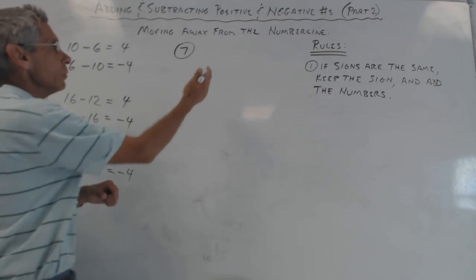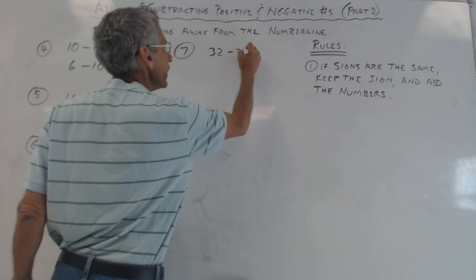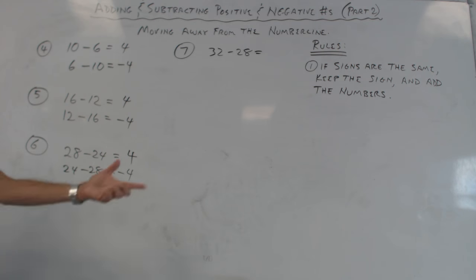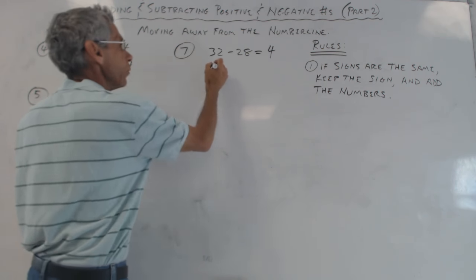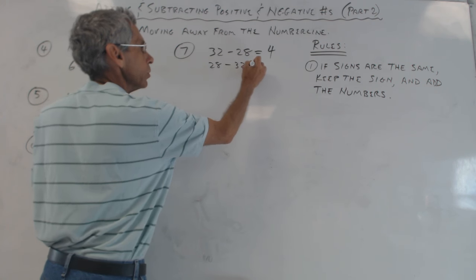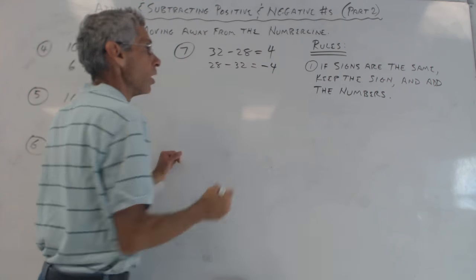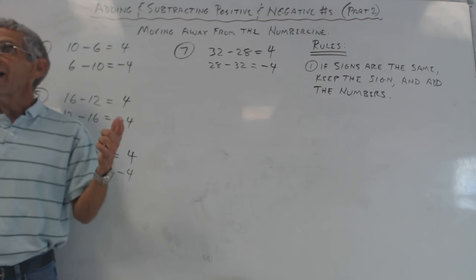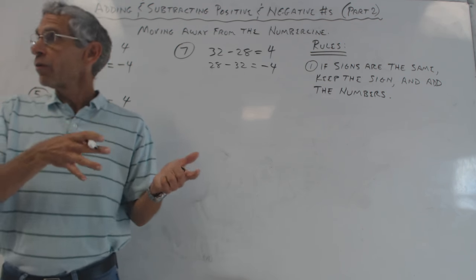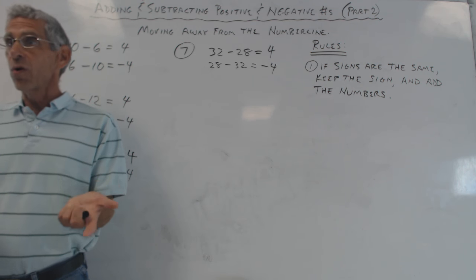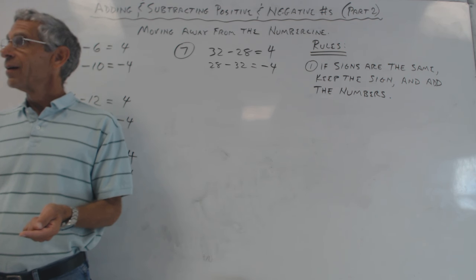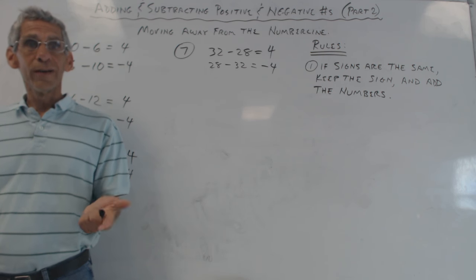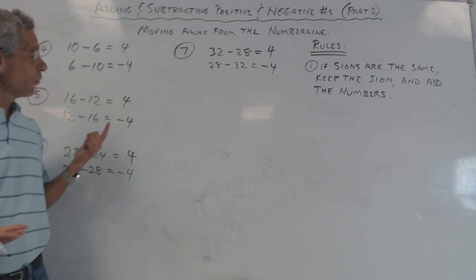Okay, like 32 minus 28. What is that? 4. Oh my God, it's 4 again. And what is 28 minus 32? -4. Oh my God, I think I see the pattern. Whenever I subtract one number from another number, I always get either 4 or -4.